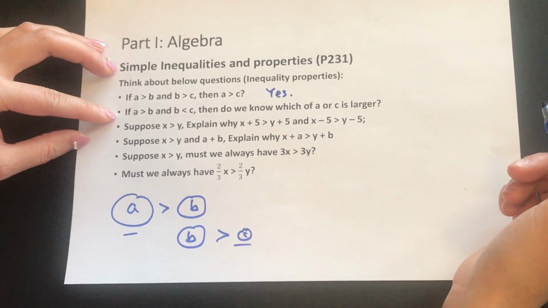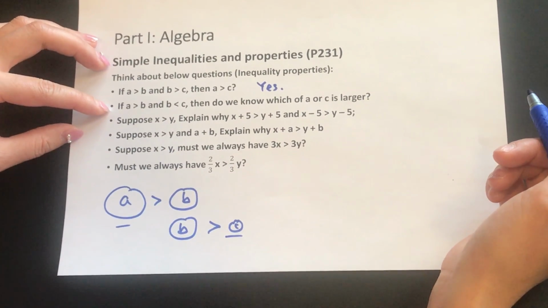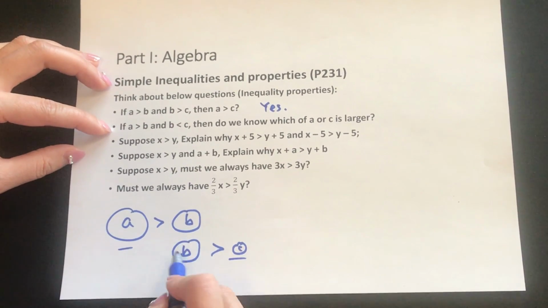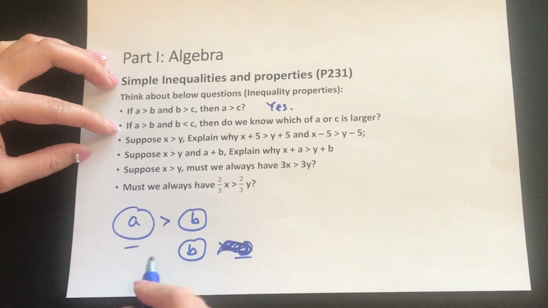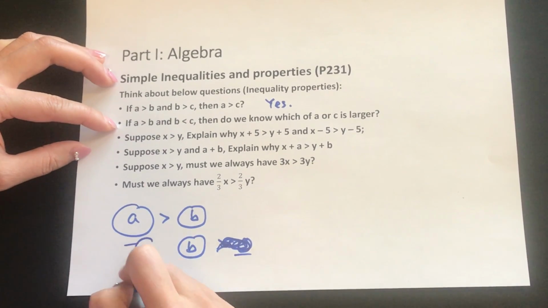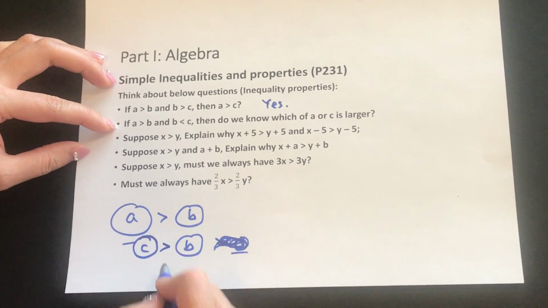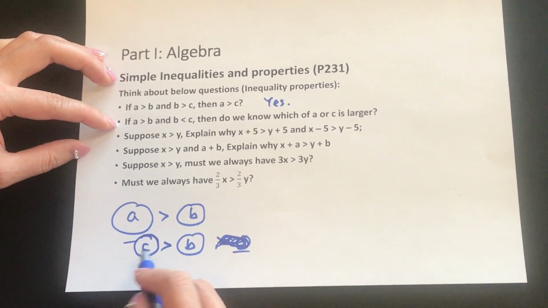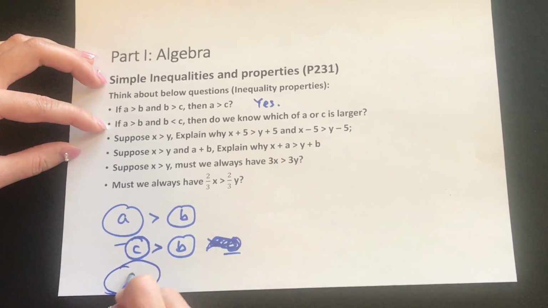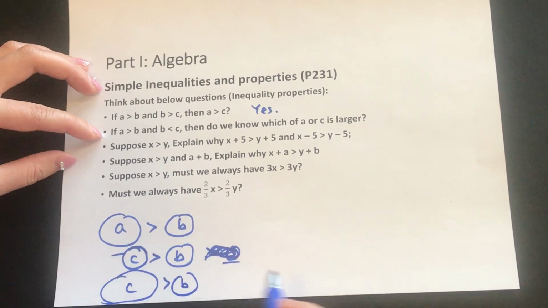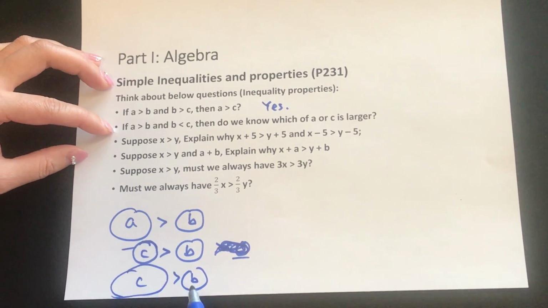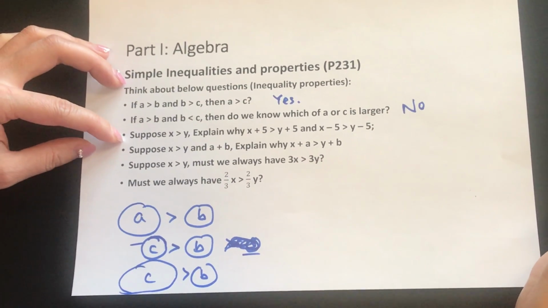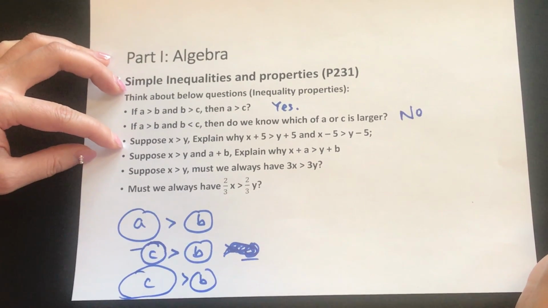Second, if a greater than b and b less than c, then which of a or c is bigger? So we have a greater than b, and c is greater than b. c can be just bigger than b but smaller than a, or c can be really big. So we don't know which one, a or c, is bigger. So we don't know.